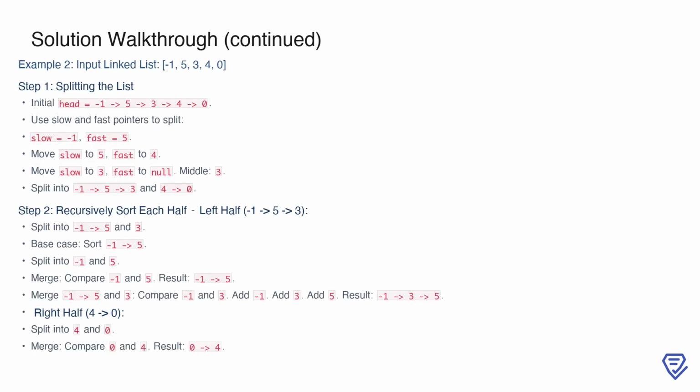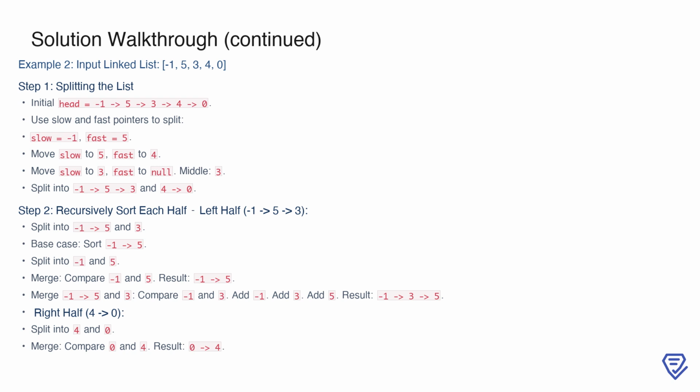In our second example, we start with the input linked list, -1, 5, 3, 4, 0. Using the slow and fast pointer technique, the slow pointer starts at -1, and the fast pointer at 5. As we move the pointers, the slow pointer advances to 5 and then to 3, while the fast pointer moves to 4 and then reaches the end of the list. This identifies the middle as 3, splitting the list into two halves, -1-5-3 and 4-0.